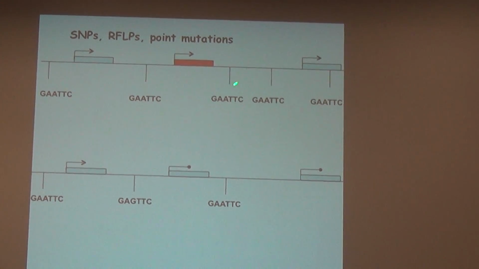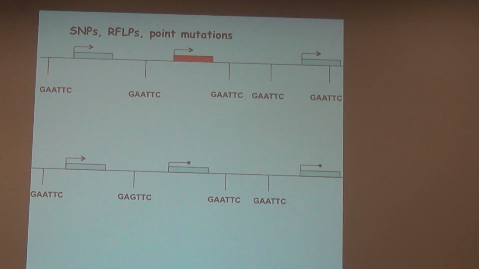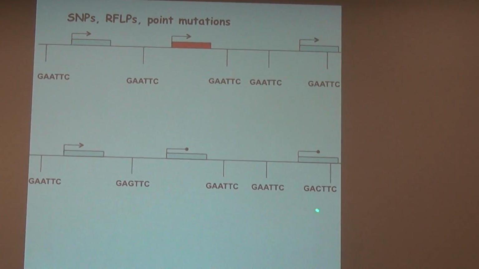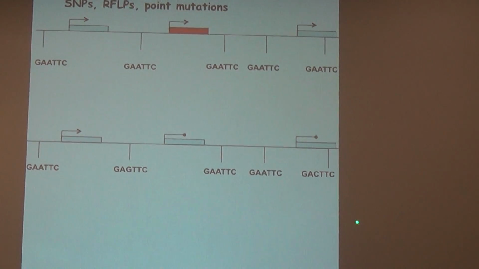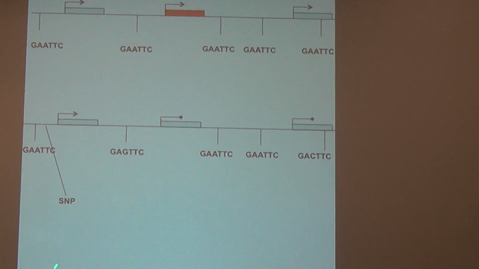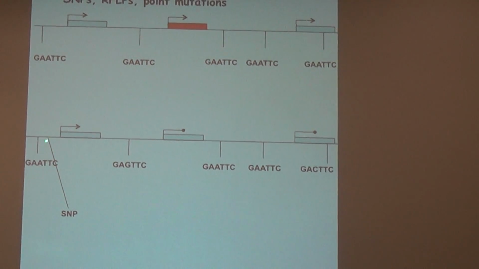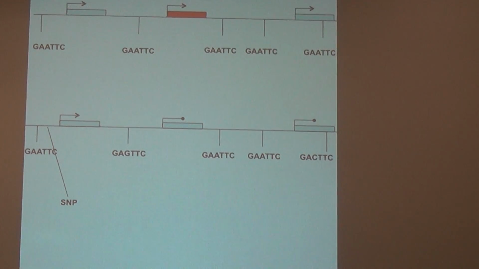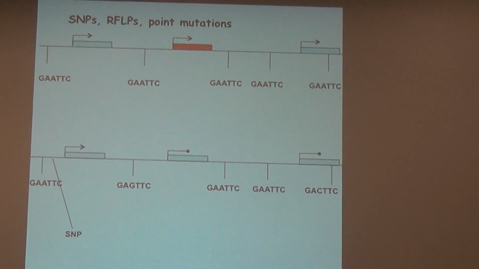This restriction site remains the same, GAATTC. This restriction site remains the same. And here is another restriction site that's changed, GAATTC changes to GACTTC. So again, there is an RFLP. But is that the only thing that you notice? You may have a SNP, a change in the nucleotide sequence that's located here. It's not within the restriction sites. That's a SNP, a single nucleotide change. But it's not within a restriction site, so it's called a SNP. It's not called an RFLP.